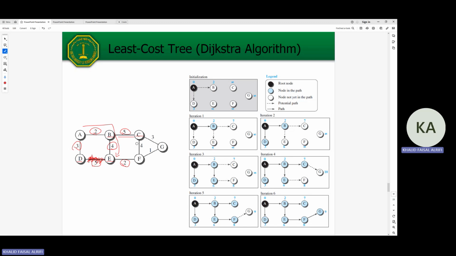Now what is the least to get to F? From here, the same path, A, B, C, then F, or A, B, E, then F. Now we will count. A to B is 2, then 5, it's 7, then 4, so it's 11. To get from A to B to C to F, it will cost you 11. But what if from A to B to E, then to F, you will have 4, then another 4, which is 8, which is the least. So in order to visit F, you will go from A to B to E, then to F.